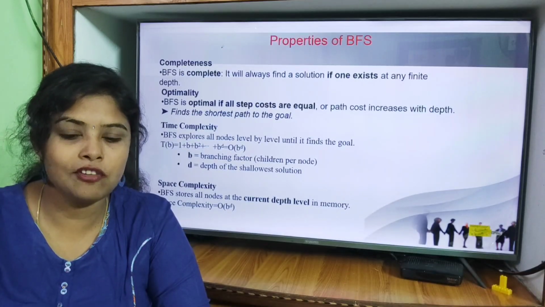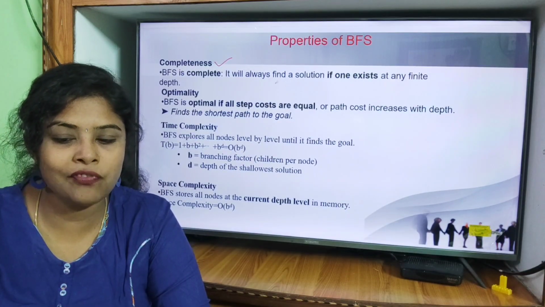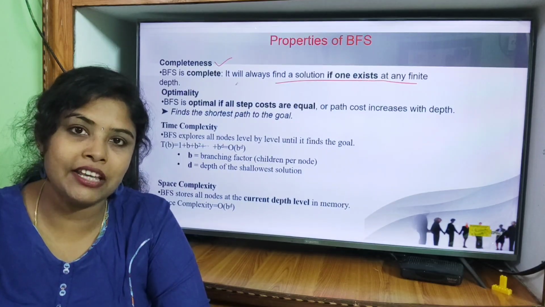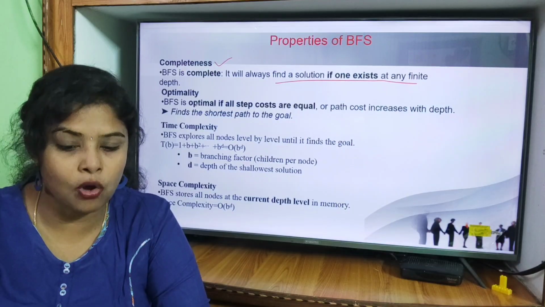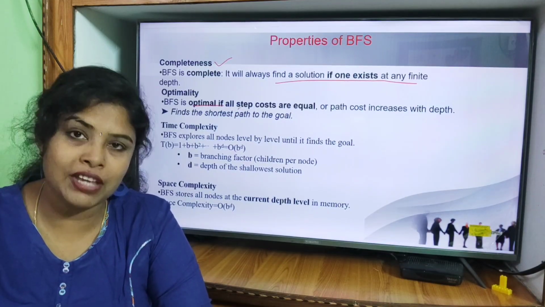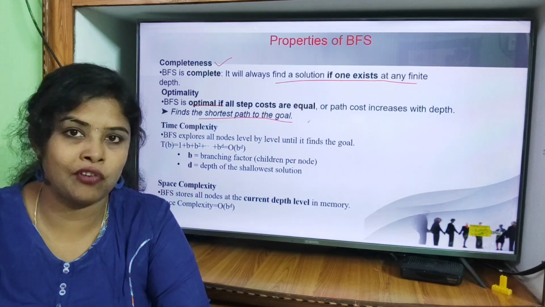Coming to the properties of BFS, we can say that it is complete because it will always find a solution if one exists. And if we check the optimality, we can say that BFS is optimal because it will provide the step cost of each and every step, and also it will find the shortest path for us.